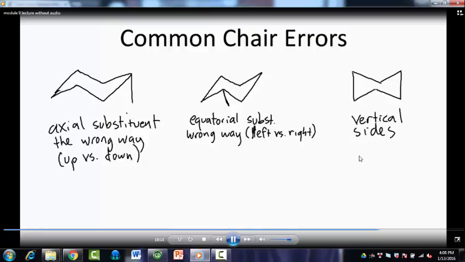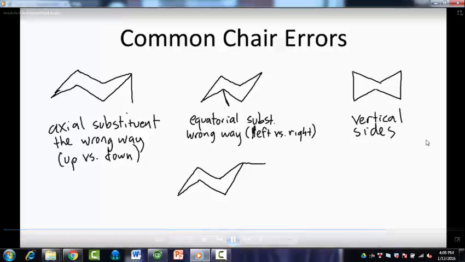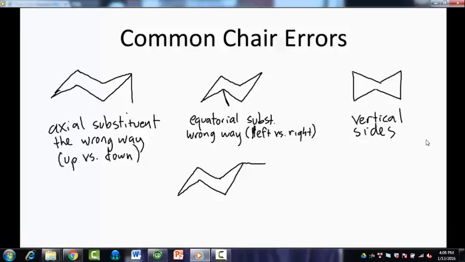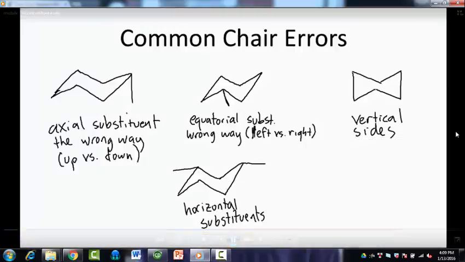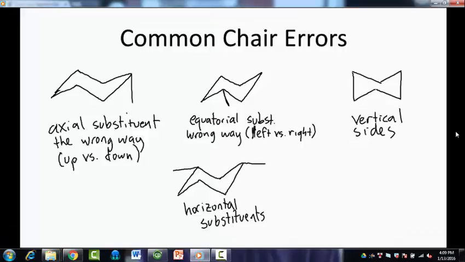Probably the last one I'm going to draw now would be something with a horizontal substituent. You don't want to draw horizontal substituents because everything should either go up or down, and horizontal is not up or down. There are others. You'll practice spotting them on the skill builder. Don't practice the errors. Practice spotting the errors and getting rid of them.